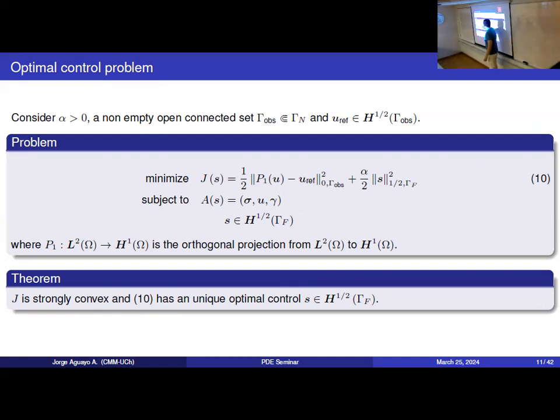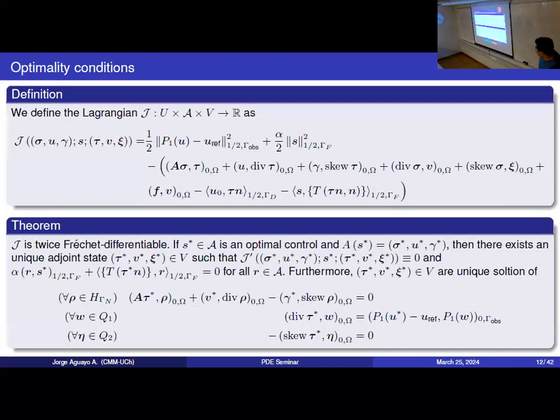Subject to the PDE, and obviously the control must be in the required space. So the functional J is strongly convex, and the problem in general has a unique solution. It's very simple because the problem is linear, everything works well, but in the numerical sense, it could be complicated.